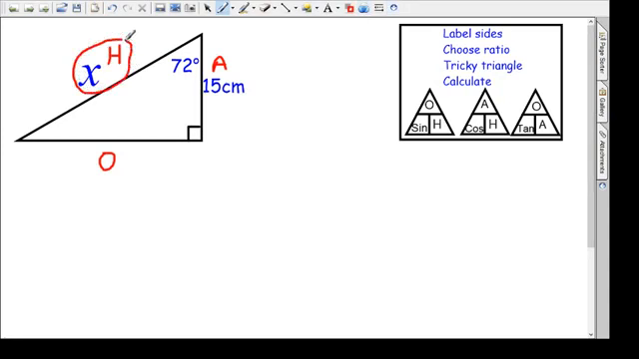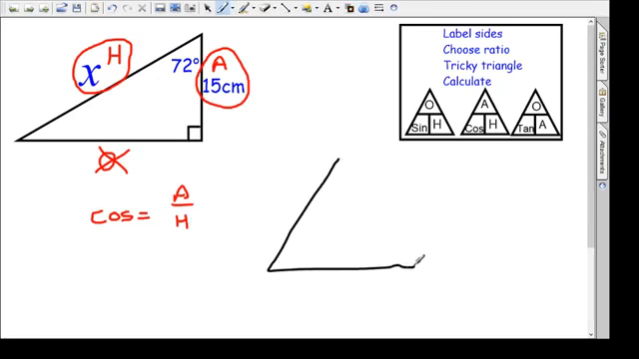So we're interested in the H. We're trying to find that X. We're interested in the A because we're given it. The O, not so interesting to us. We look across our list. We've got A and H. Nope. Yes, it's this one here. It's cos, which is equal to A over H. Okay.